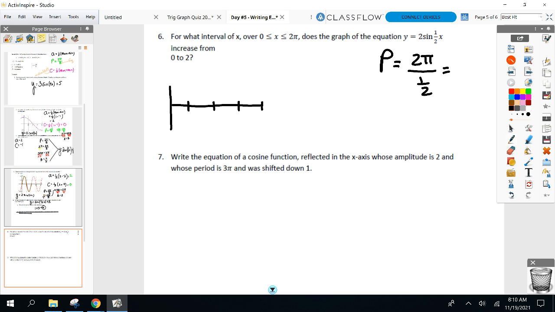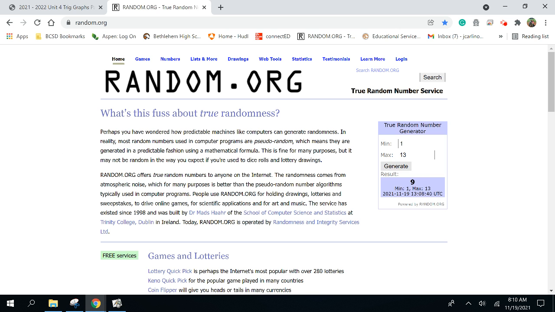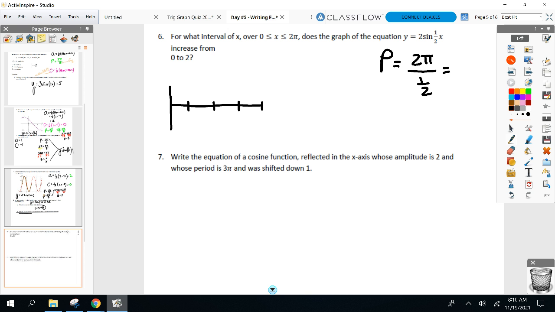When you're ready, let me know what the period is. Five, when you're ready, let me know what it is. 4 pi, good. Skip and flip. So that tells me I'm going to end at 4 pi. Now you find your key values. I take 4 pi and cut it evenly into 4s. So I'm going to go by pi.